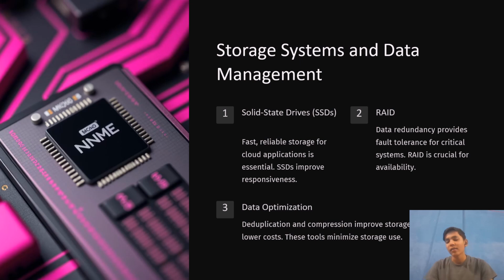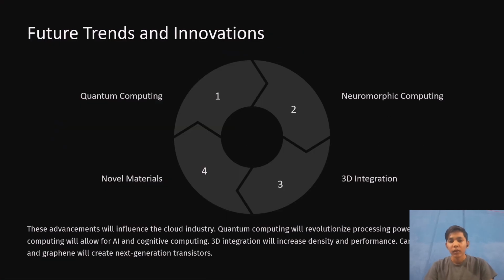Data optimization, as I said, we will optimize our data. It means deduplication and compression improve storage. So we will compress the data, which improves storage and reduces cost. These tools minimize storage use. As we minimize the use of storage, it will cost us less. Next, future trends and innovations.